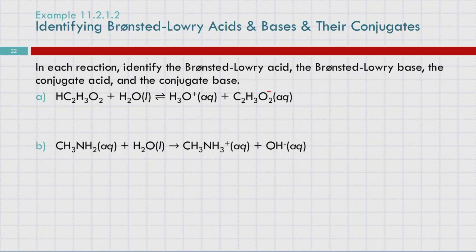All right, first one. We've got HC2H3O2. We also have H2O as our reactants. Those go to form H3O+ and this thing, C2H3O2−. The key for identifying our conjugate acid and our conjugate base in a given reaction is to pick two things that look similar.